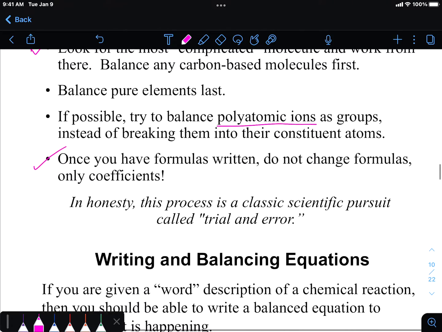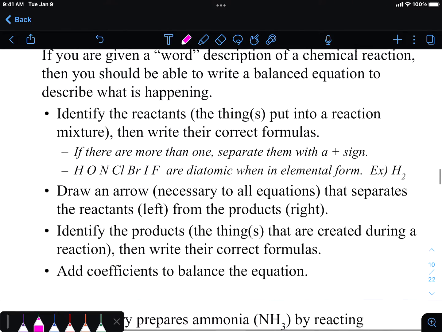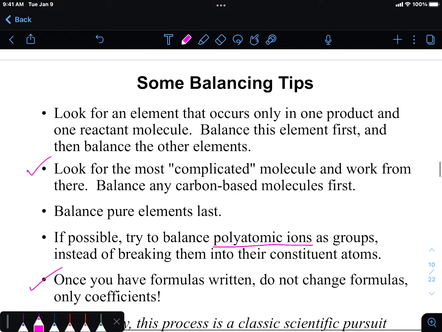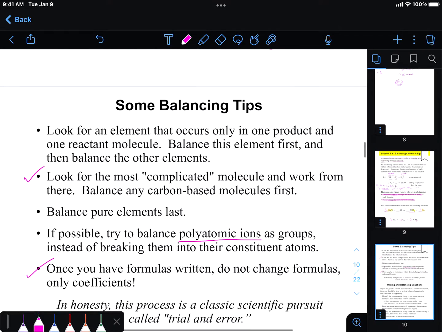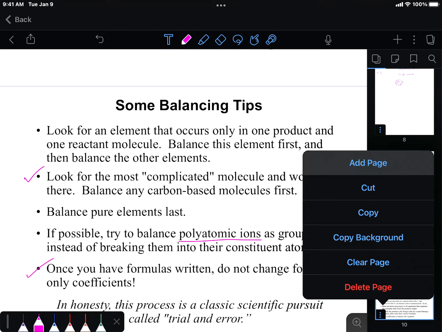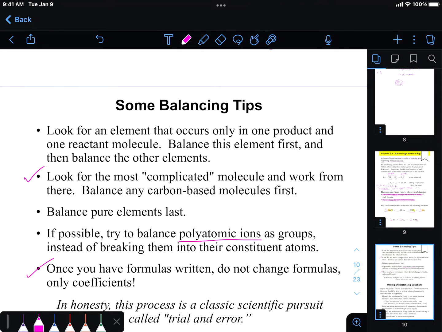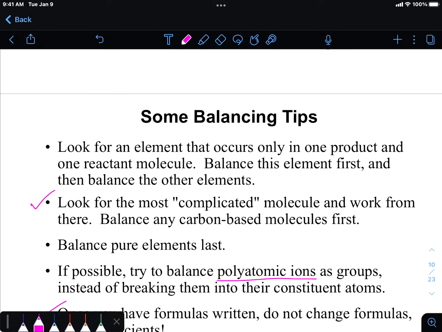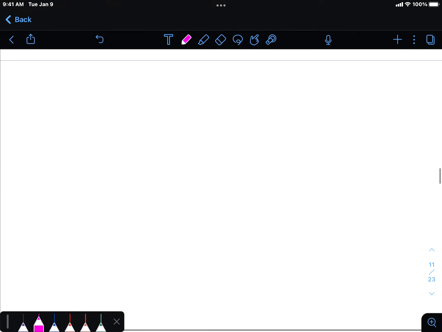So here is where I'm going to insert another page, and I'm just going to give you a bunch of practice to make sure that we got this down. Balance the following.